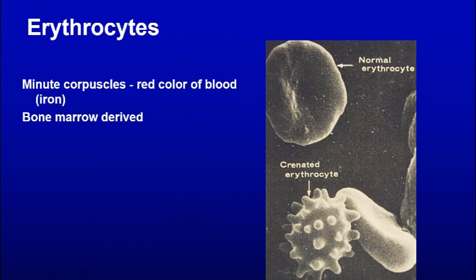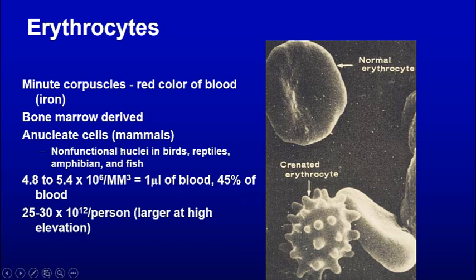Red blood cells, erythrocytes, minute corpuscles that we can see here. They're produced in the bone marrow, and they're anucleated in mammals. They have a non-functional nucleus in reptiles, birds, amphibians, and fish. But even in mammals, it had a nucleus at one time, but it was removed, and we'll talk about that a little bit later on. You can go from a natural state to a created state and back to a natural state without seeming to be much of a problem.